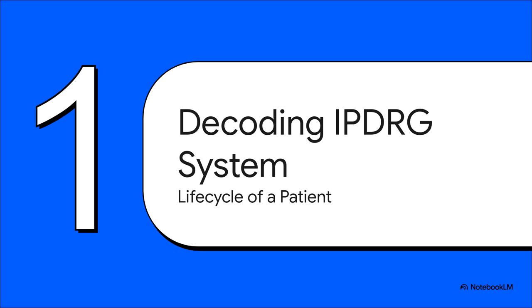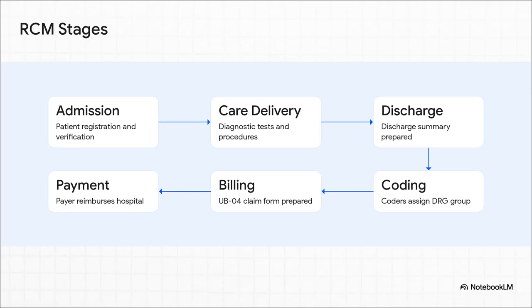All right, let's jump into Section 1, decoding the IPDRG system and the life cycle of a patient. So there are 6 key stages of revenue cycle management, or RCM. It kicks off at Step 1 with patient admission, moves right into care delivery where doctors actually treat the patient, and then Step 3, discharge.